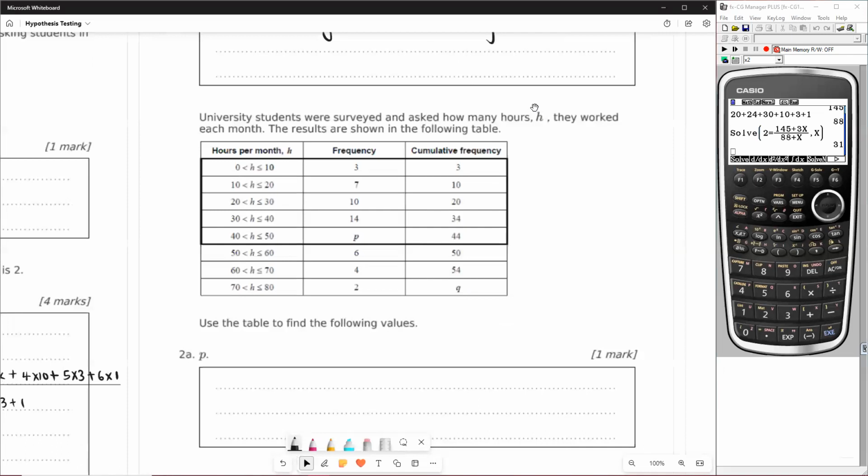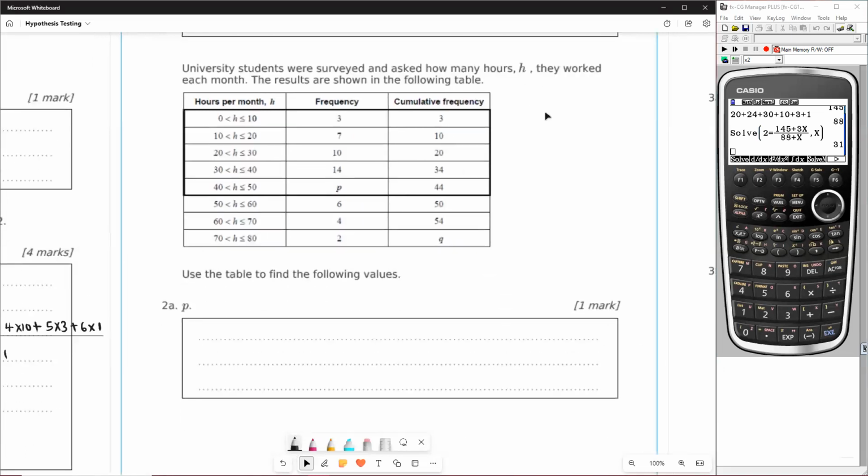Next question says, university students were surveyed and asked how many hours they worked each month. The results are shown in the table. Use the table to find the following values. Remember how we work out cumulative frequency. We say 3 add 7, you get 10. Then we do 10 add 10, we get 20. Then we do 20 add 14, it gives you 34. 34 add P gives you 44.